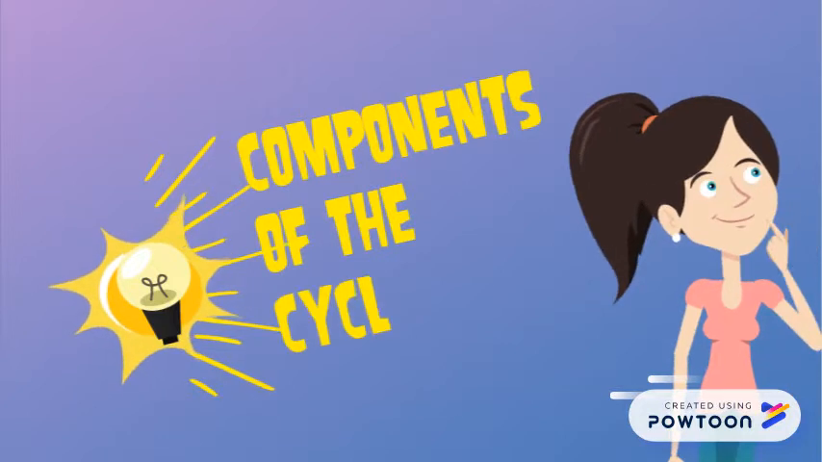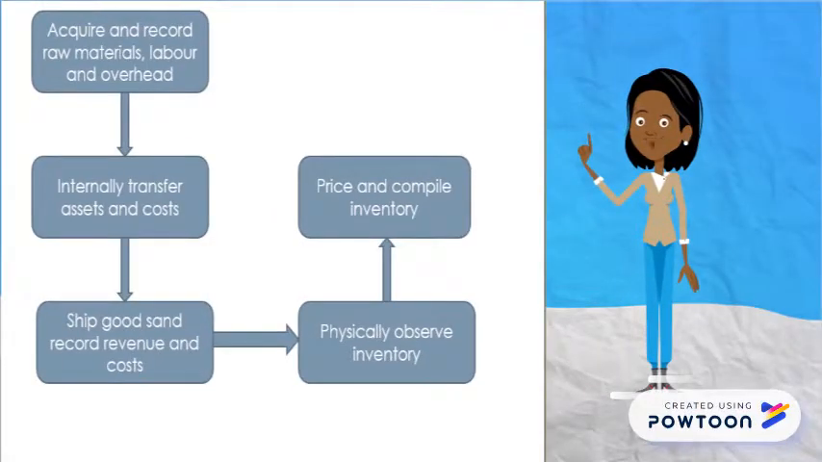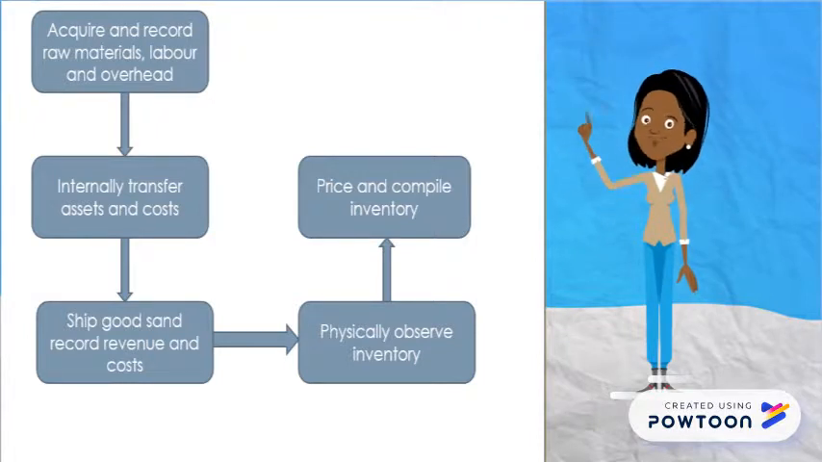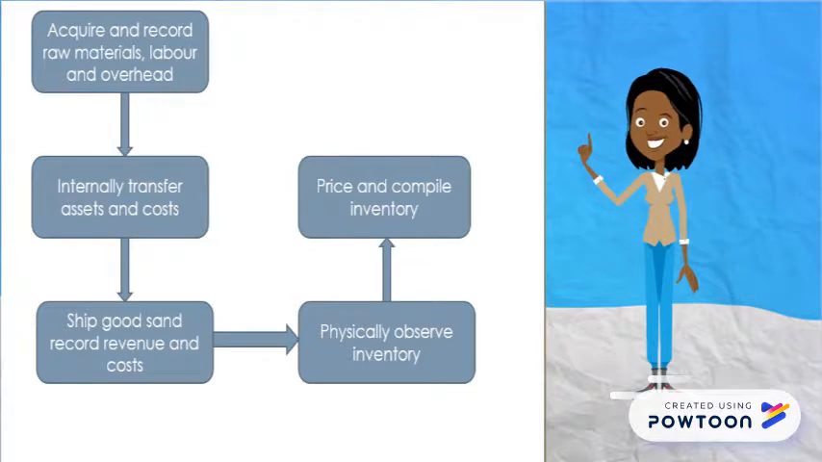Components of the cycles. First, acquire and record raw materials, labor and overhead. Second, internally transfer asset and costs. Third, ship goods and record revenue and costs. Fourth, physically observe inventory. Fifth, price and compile inventory.